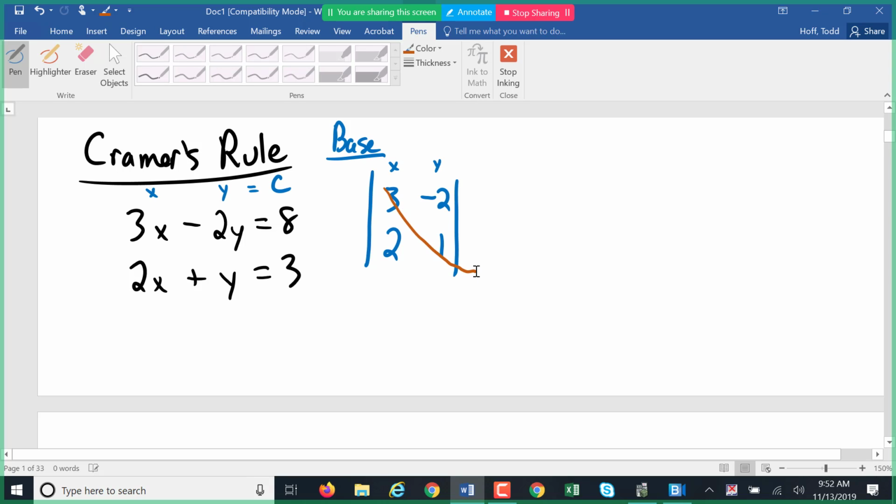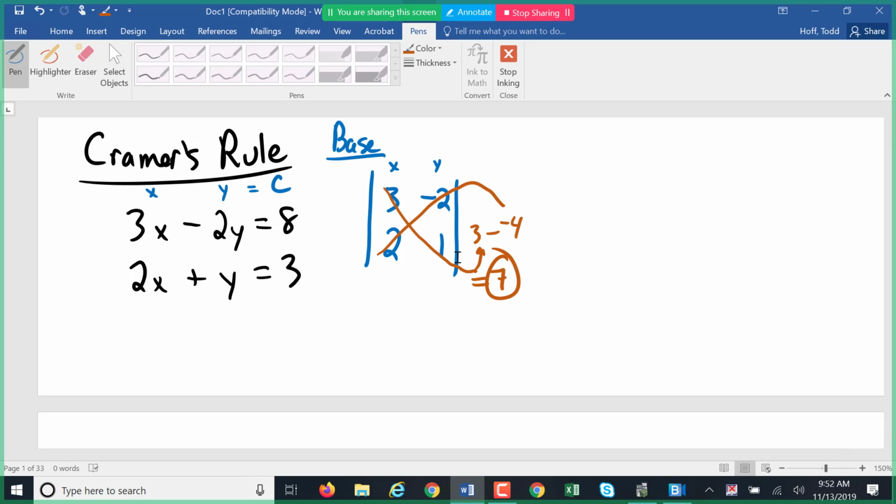3 times 1 is 3. Minus 2 times negative 2 is a negative 4. 3 minus negative 4 is 7. So the determinant of that base matrix is 7. That base matrix, by the way, is just labeled as M for matrix.